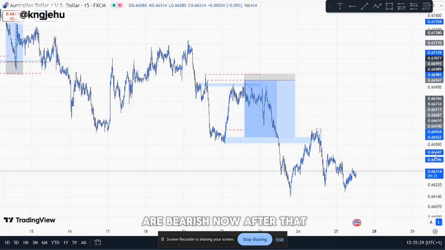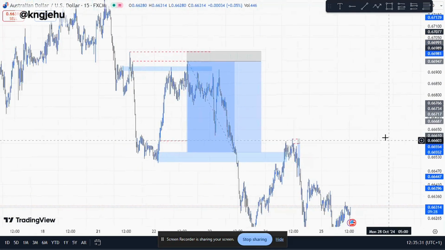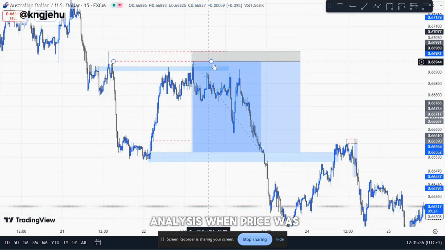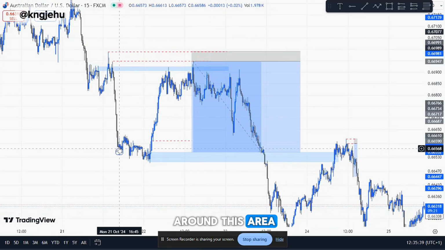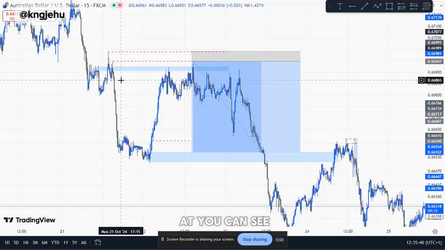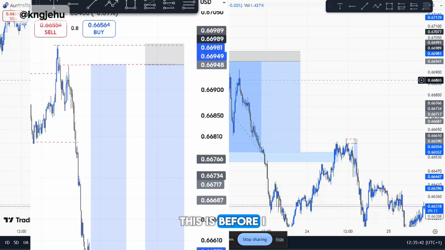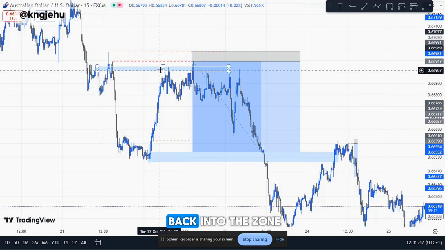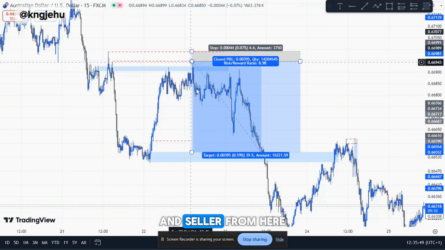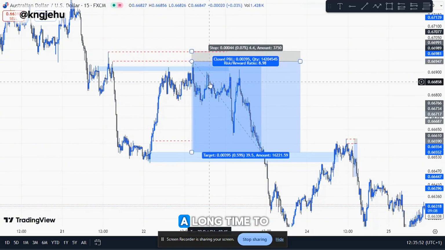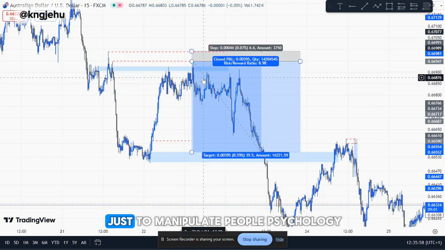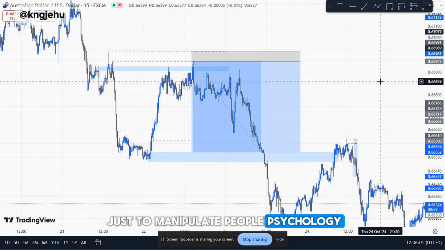So we are bearish. Now after that, I actually drew out this analysis when price was around this area, and I'm going to show you. You can see it on your screen. This is before I took the trade. So I patiently waited for price to come back into this zone and sell off from here, and this trade took a long time to play out because price was actually consolidating around this area just to manipulate people's psychology.